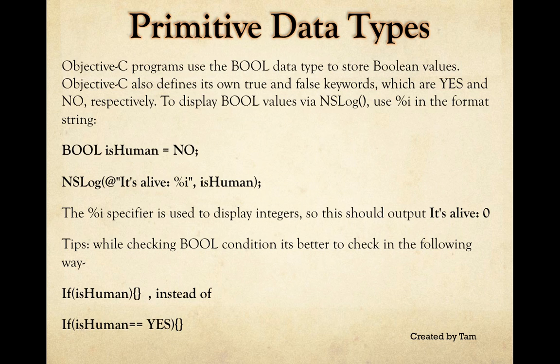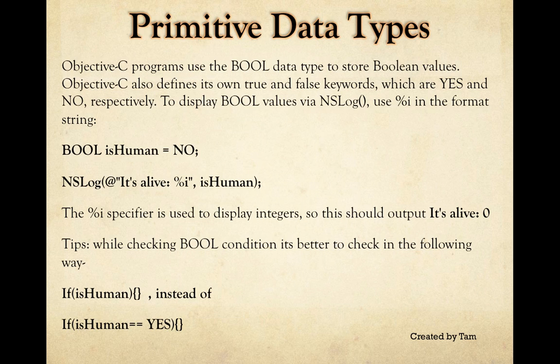Objective-C programs use the BOOL data type to store Boolean values. Objective-C also defines its own true and false keywords, which are YES and NO respectively. To display BOOL values via NSLog, use %i in the format string.